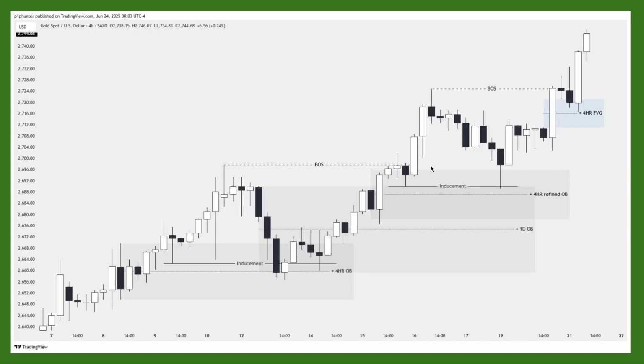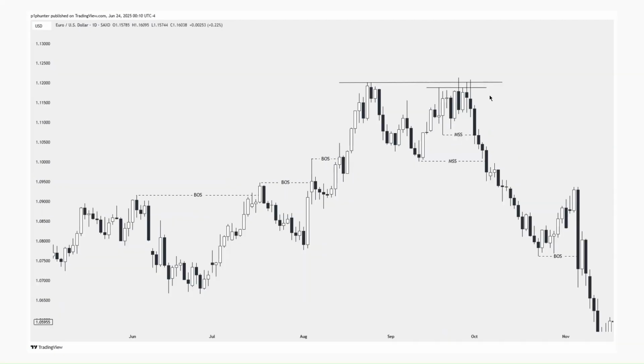Similarly, in this region, we have a 4-hour refined order block, which was refined from this bullish daily order block, and we have this unswept low, which is also a part of our inducement zone. Price again swept this low, got strong rejection off of it, and closed above the previous higher high with very strong displacement, again giving a bullish break of structure.